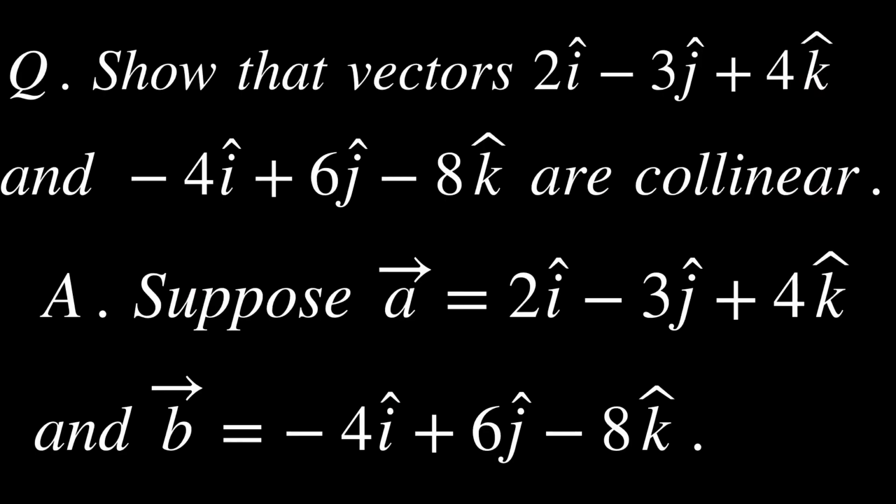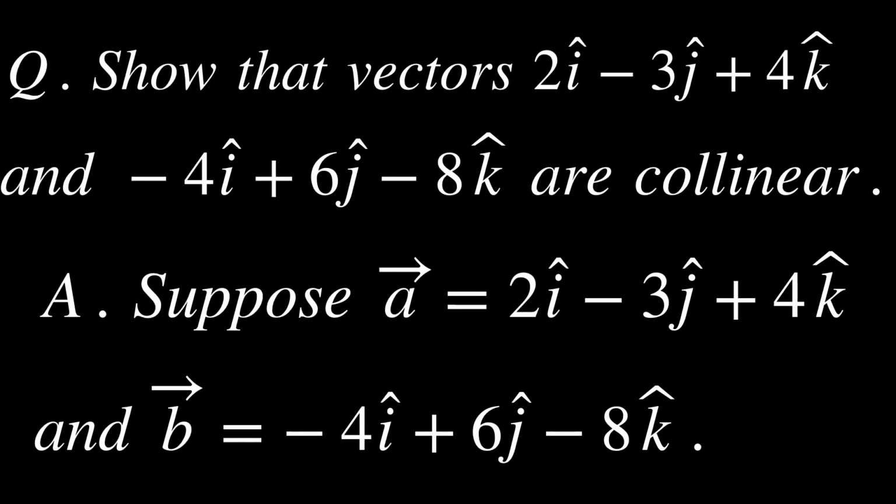Question. Show that the vectors 2i minus 3j plus 4k and minus 4i plus 6j minus 8k are collinear. So first we should know what we mean by collinear vectors. Let's say we are having two vectors. Two vectors are said to be collinear if they are parallel to the same line, irrespective of their magnitudes and directions. We can also say that they are parallel to each other.